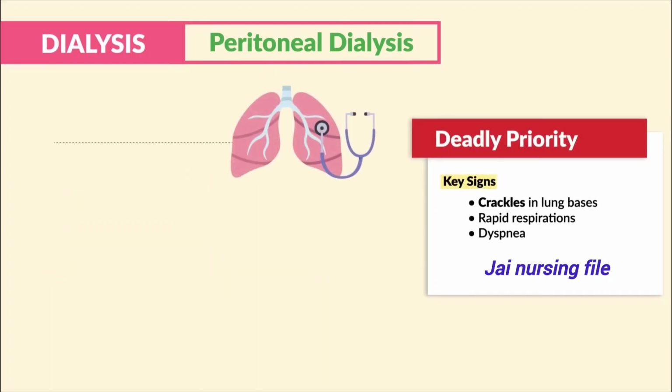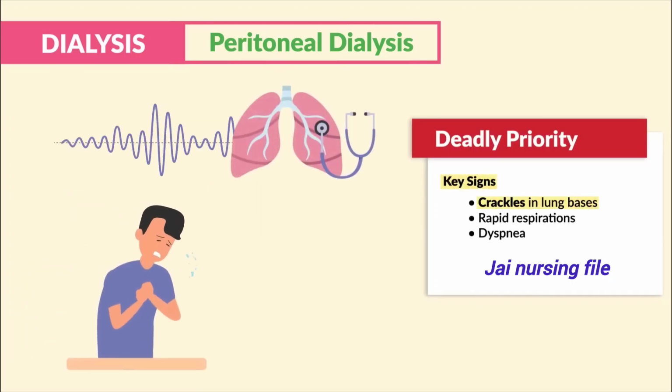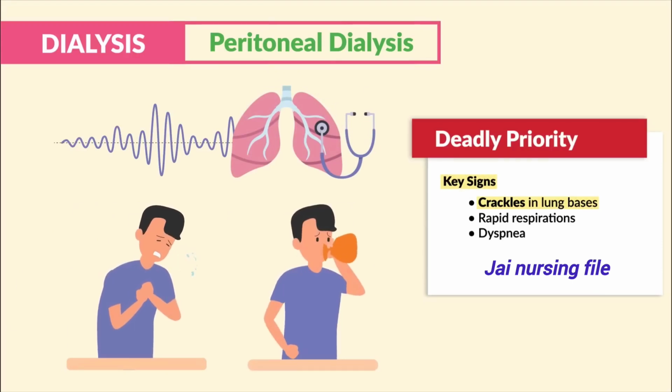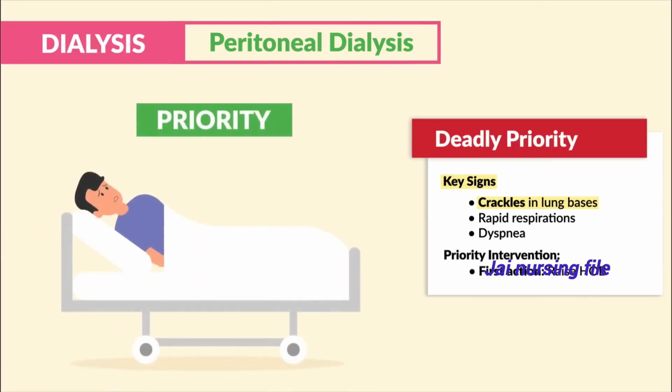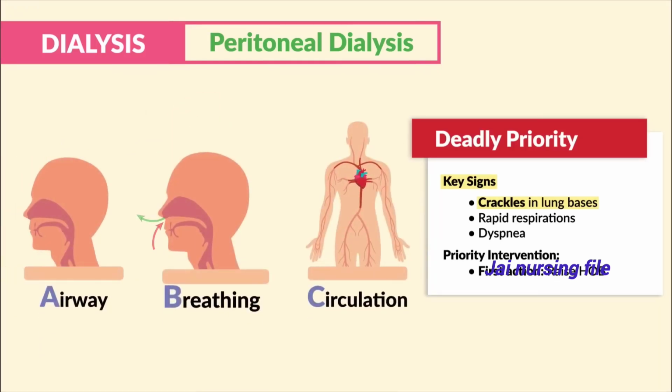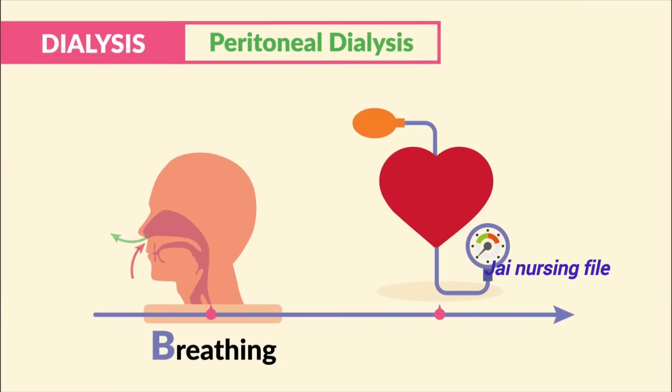Now, another deadly complication here is respiratory distress due to rapid infusion or overfilling the abdomen. So the key signs to know are crackles in the lung bases, rapid respirations, and also dyspnea, that difficulty breathing. So priority intervention is the first action. We have to raise the head of the bed. Remember ABCs here. Breathing over circulation, like blood pressure. Many students get this wrong on various quiz banks. So always intervene on breathing before that blood pressure.